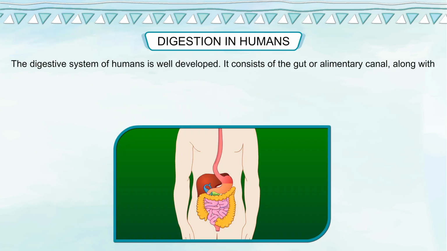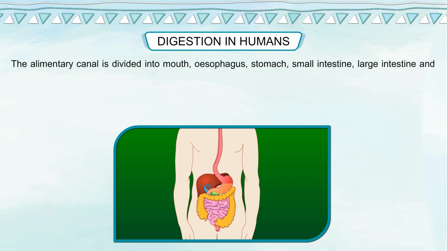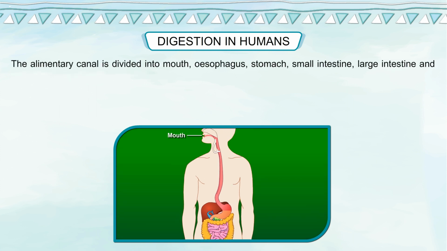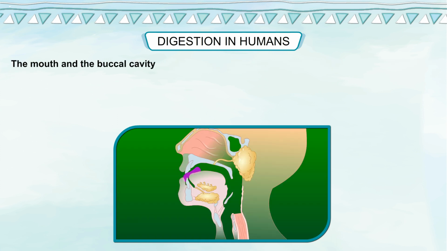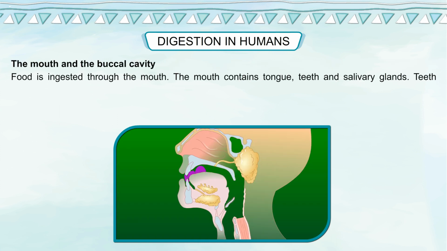Digestion in humans. The digestive system of humans is well developed. It consists of the gut or alimentary canal along with many associated digestive glands. The alimentary canal is divided into mouth, esophagus, stomach, small intestine, large intestine, and rectum. The mouth and the buccal cavity. Food is ingested through the mouth. The mouth contains tongue, teeth, and salivary glands.